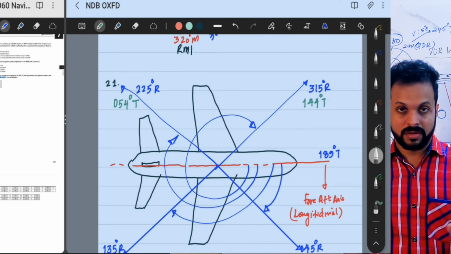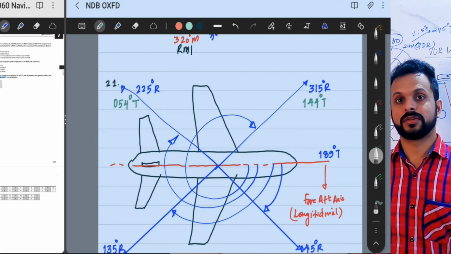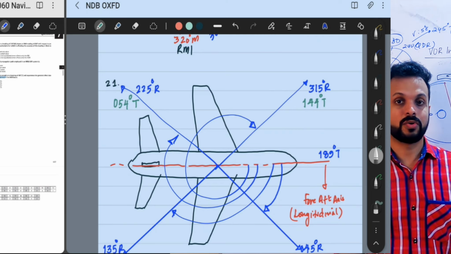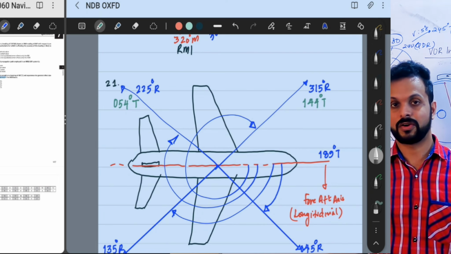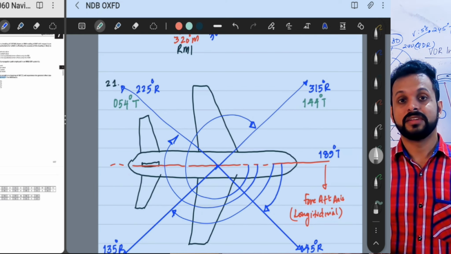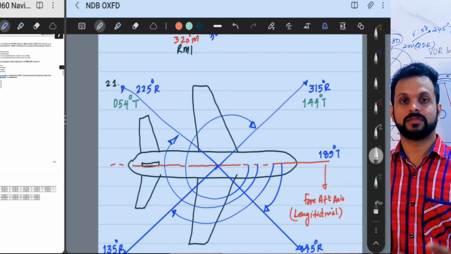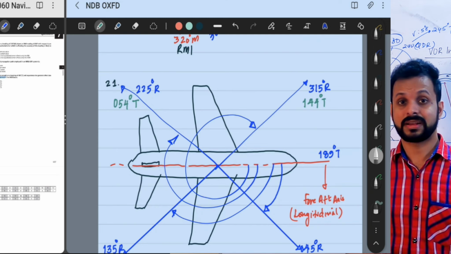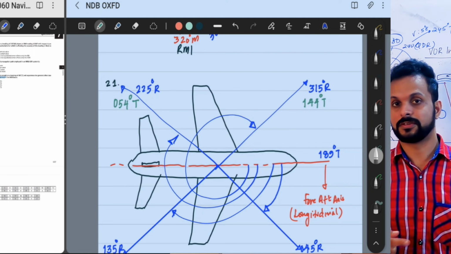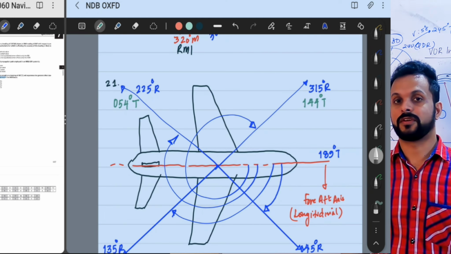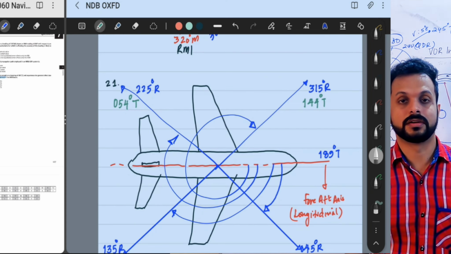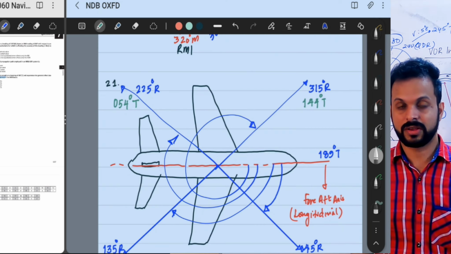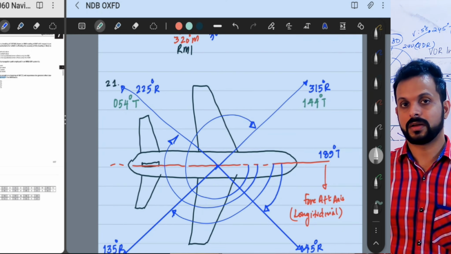So quadrantal error is primarily because of the influence of the fuselage on the body of the aircraft, producing an electric field oriented in the fore-aft, or more appropriately called the longitudinal axis of the aircraft. This kind of refracts the incoming radio wave from the NDB towards the fore-aft axis, and that's going to be maximum around the relative bearings of 45, 135, 225 and 315 degrees. I hope this question is pretty much clear to you as far as the conceptual foundation is concerned.